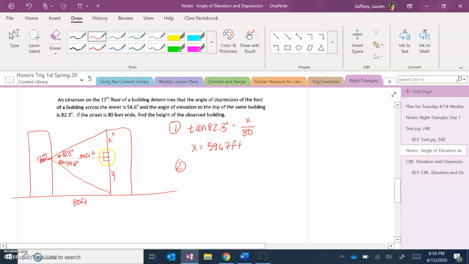Now let's do the same idea for the bottom. According to this angle, this is my opposite and this is my adjacent again, so we're going to do another tan. Tan of 54.6 degrees equals the opposite, your y, over 80. Multiply the tan of 54.6 times 80 and you should get 112.6 feet. So for the total height of that building, add the x and y, and you get 704.3 feet.